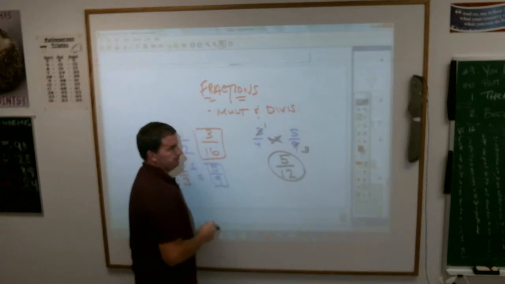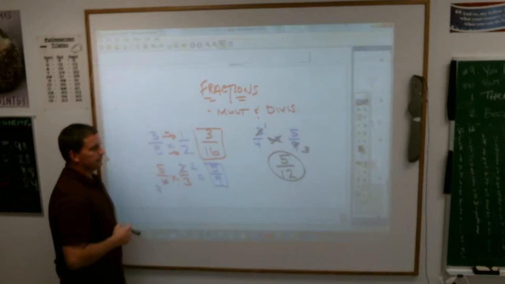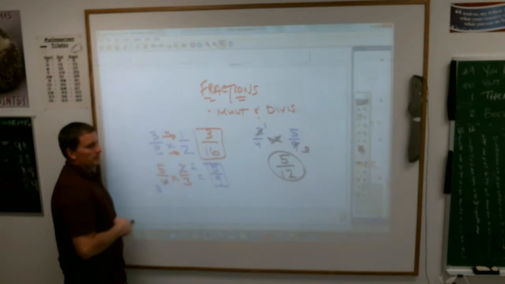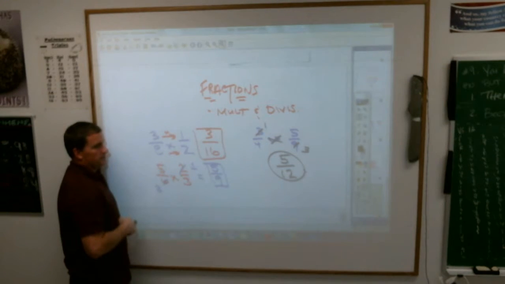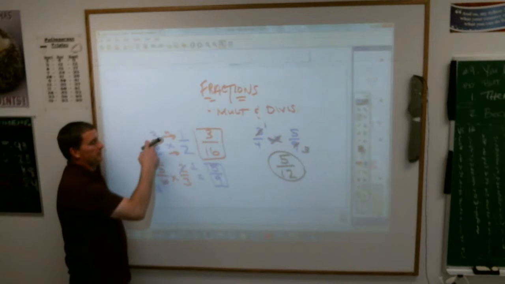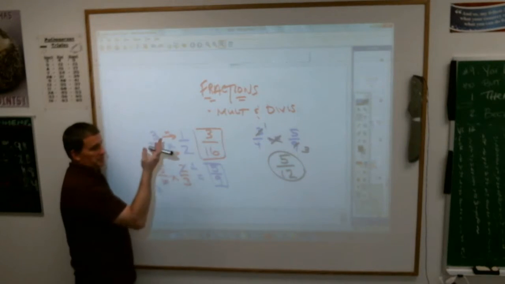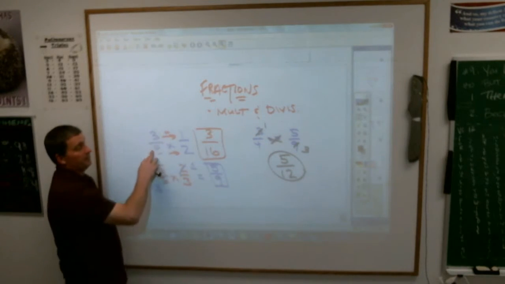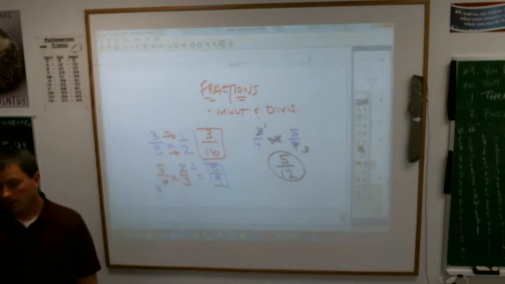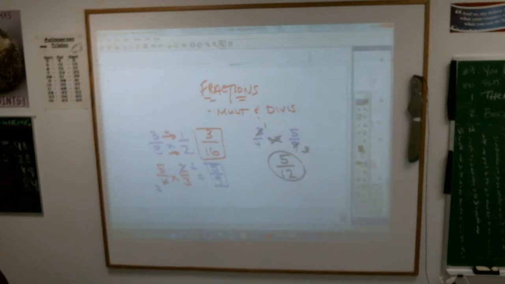Do you cross-cancel the fraction? Or is it just the top of the one and the bottom? Yeah, if you had a 3 and a 9 there, you could reduce it. It doesn't have to be, it could be top of any bottom. Then what about division, children?